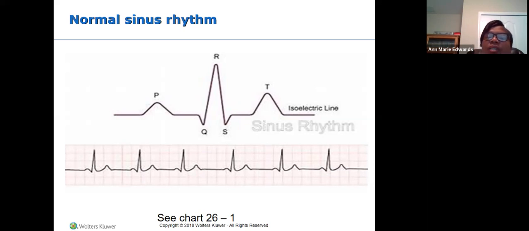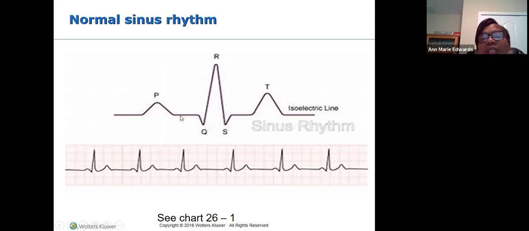And remember I mentioned the isoelectric line? So you can imagine a line going right across on your ECG. That's our isoelectric line. And you have positive deflection, which is above the line. So anything above the line is considered positive deflection, and below that line is a negative deflection. So your P is above the line, your R is above the line, your T is above the line. So those are positive deflection.